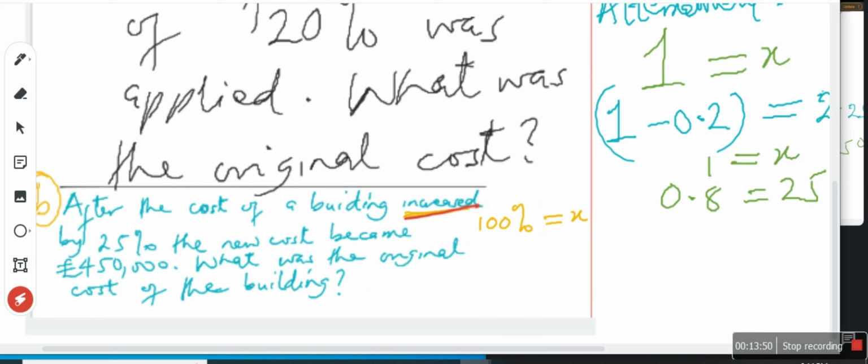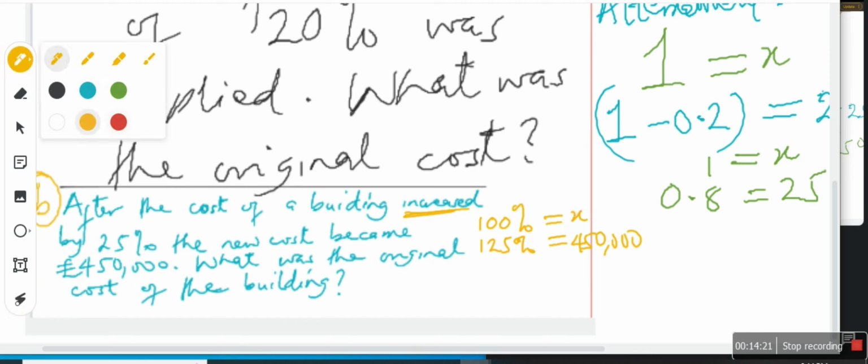Now it increased by 25%. That means you're going to add 25% to 100. If you add 25% to 100, you're going to have 125%. It's equal to this thing we have, 450,000. I hope you're getting this. So 100%, which is the original, is X. It increased by 25%, so you add 25% to 100, 125 equal to 450, which is given. So you can now cross multiply to find X.